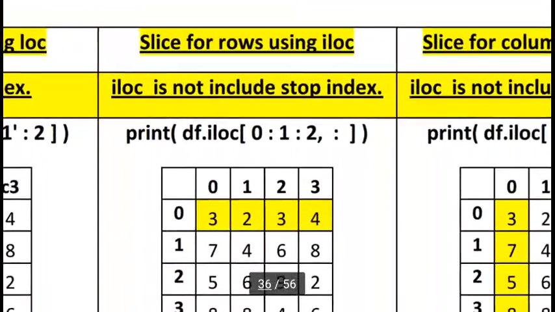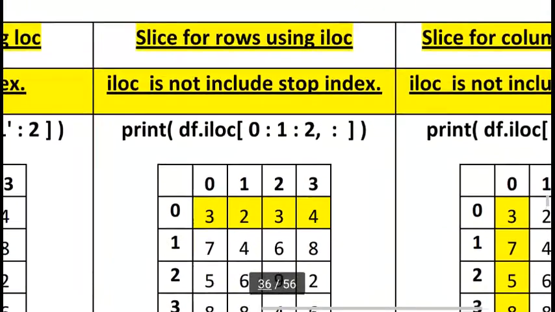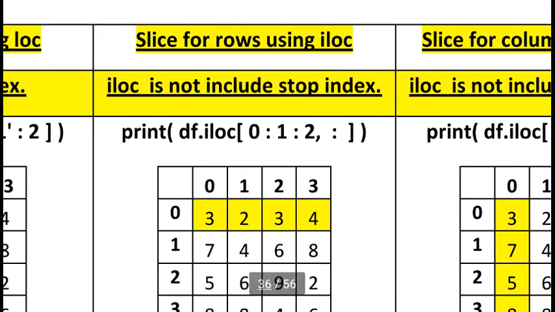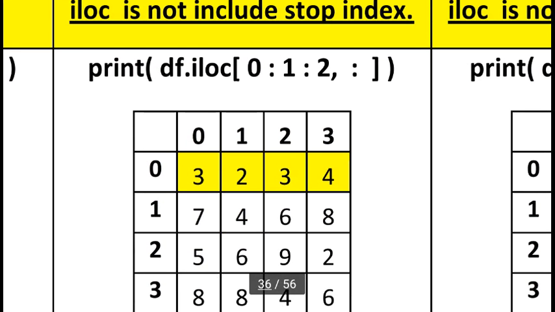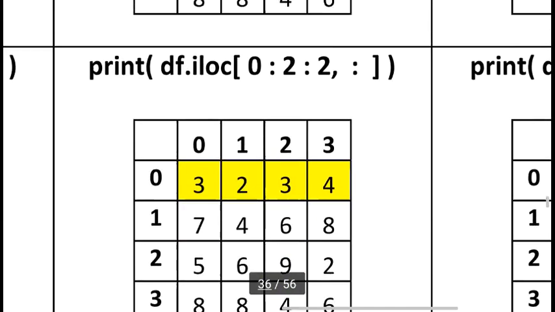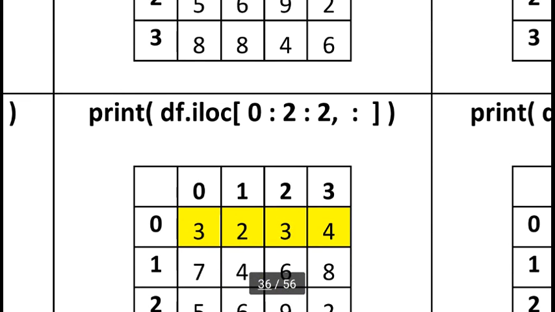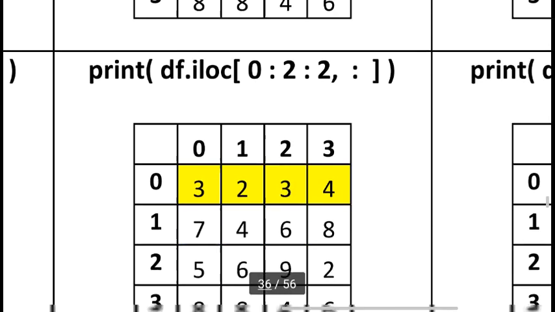So we can also perform the same thing using iloc. So you can see in iloc, 0 colon 1 means start from 0 and stop at 1, but always 1 less. Or here I am using step colon 2. So you can see 3, 2, 3, 4. Okay, so here I am writing 0 colon 2, meaning start from 0, stop 1 less, so 0 to 1. But here step is colon 2.